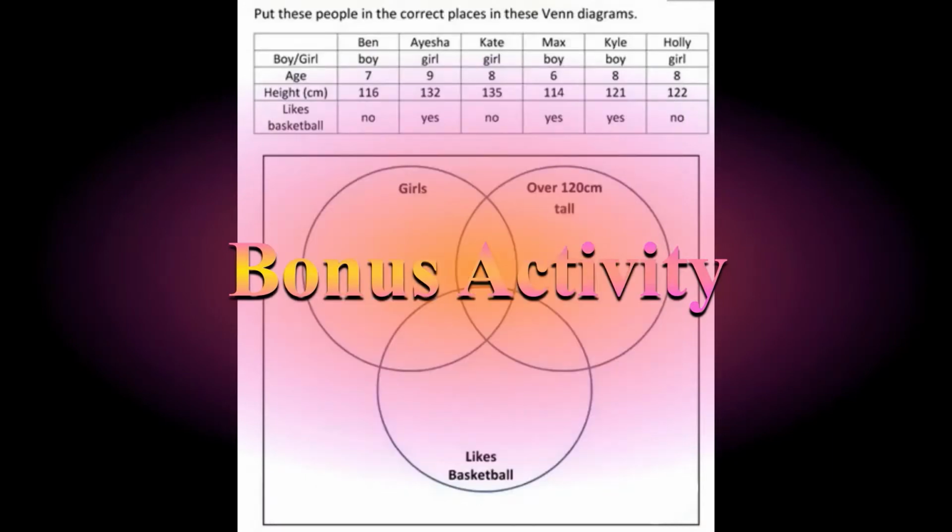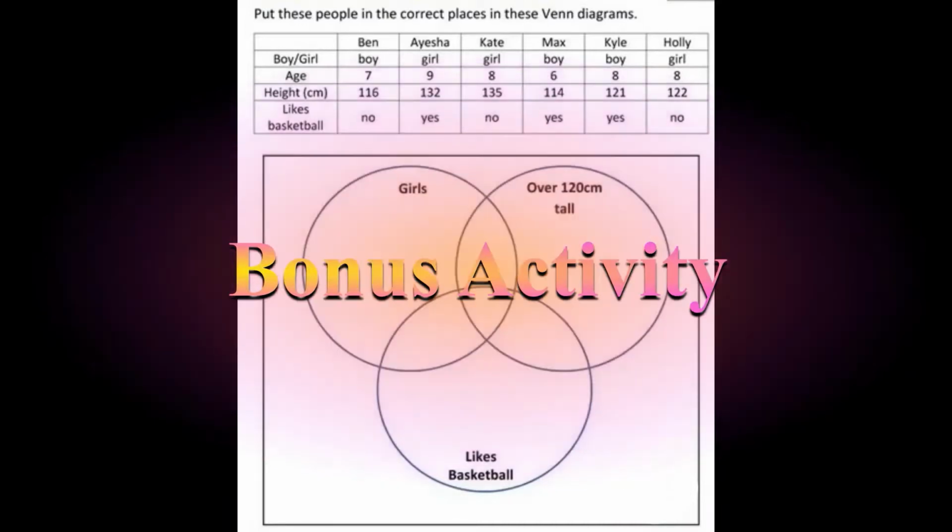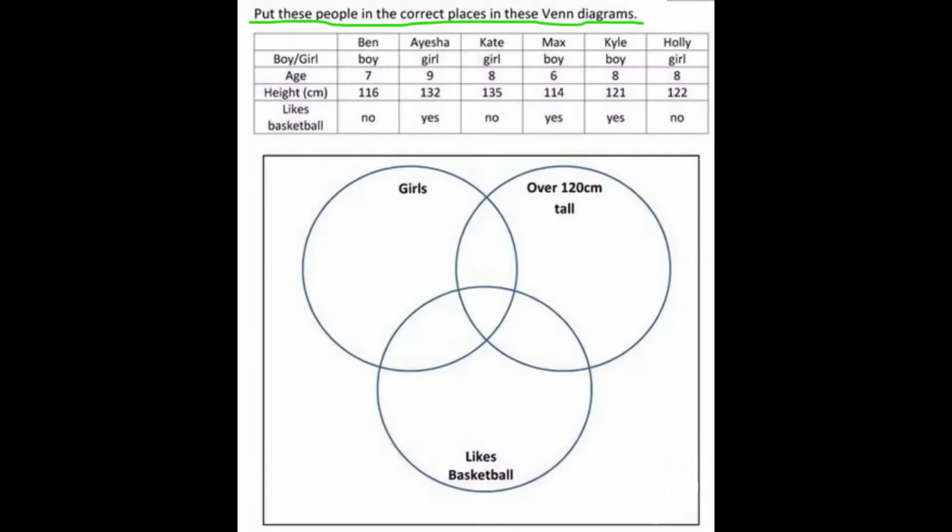So here's the bonus activity. And again, it's similar to what we just did, but not exact here. And the directions say, put these people in the correct places in these Venn diagrams. So again, in the previous activity, the information was already inside the Venn diagram, and then we answered those questions. Here, we have to take the information given, and that's here in this chart above the Venn diagram, and insert it into the three categories here.